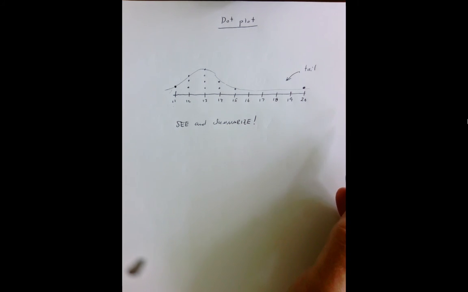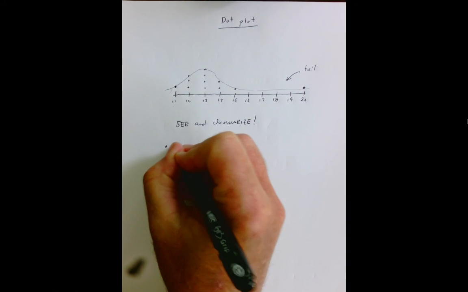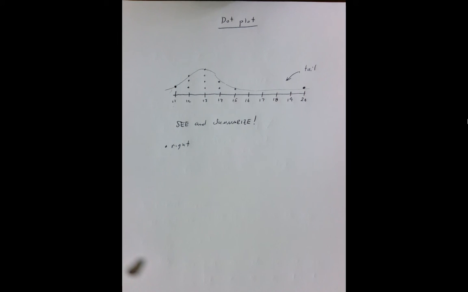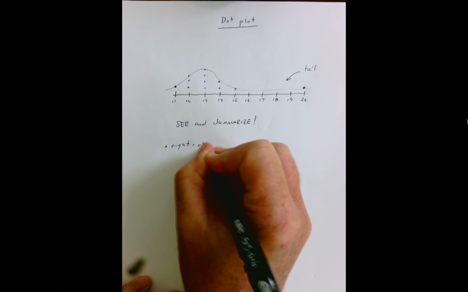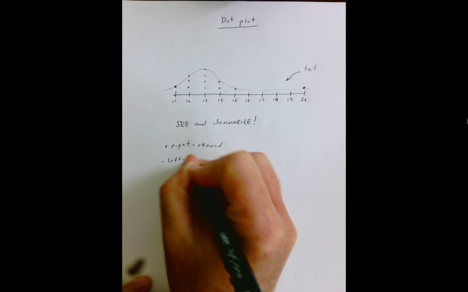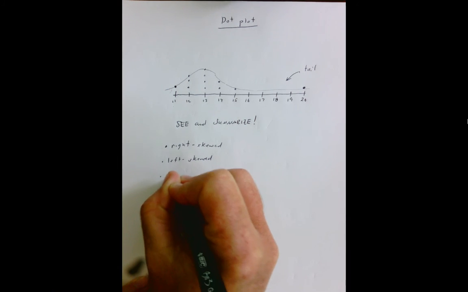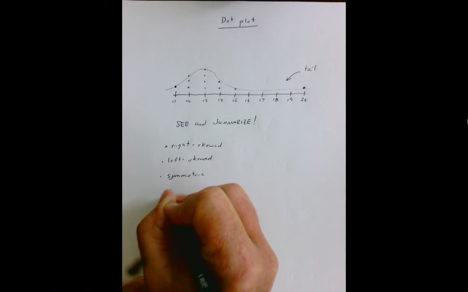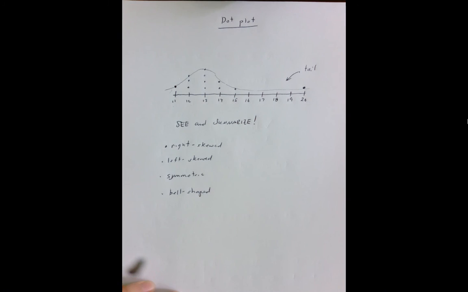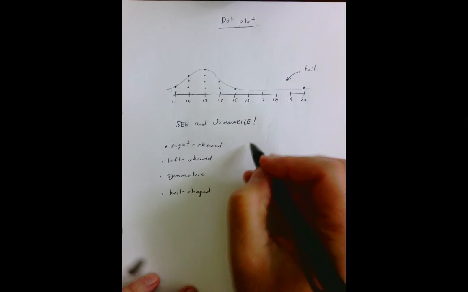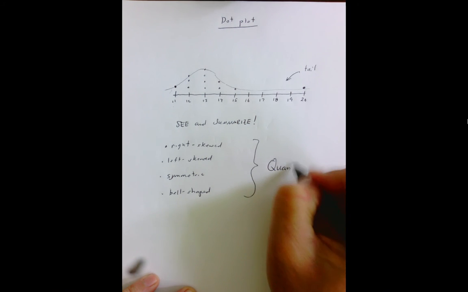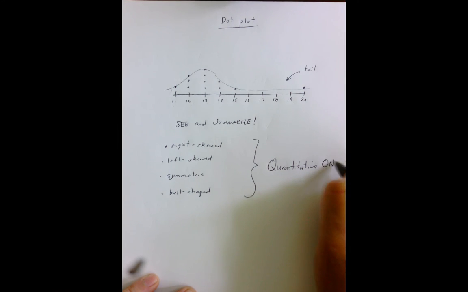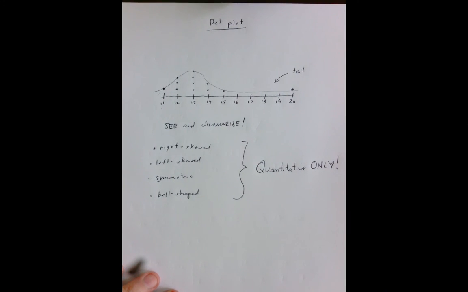For the sake of this class, let me make sure I stay exactly with the terminology that the textbook uses. So the textbook calls this either right skewed, left skewed, symmetric, or bell-shaped. And these are for quantitative data only. It's also important when I capitalize it: quantitative only. When I repeat myself and capitalize it, it's super important.